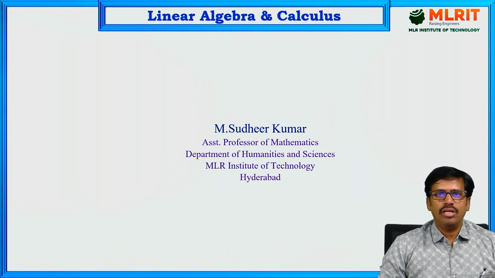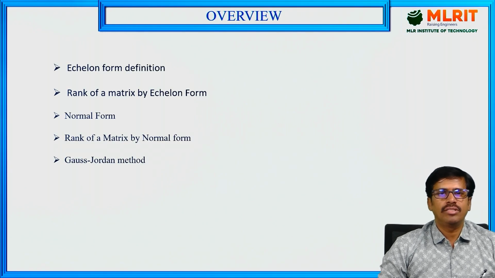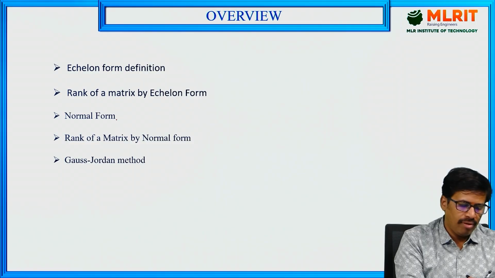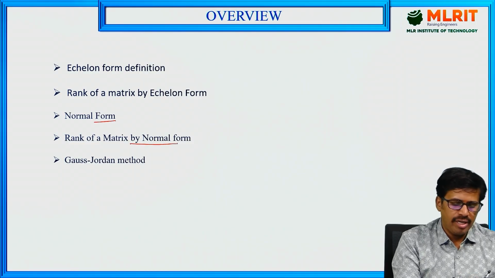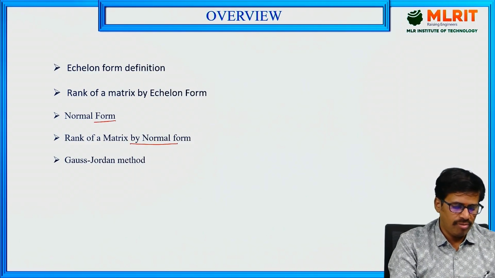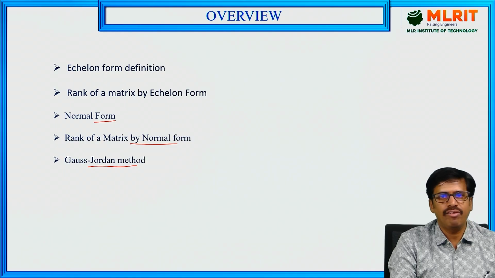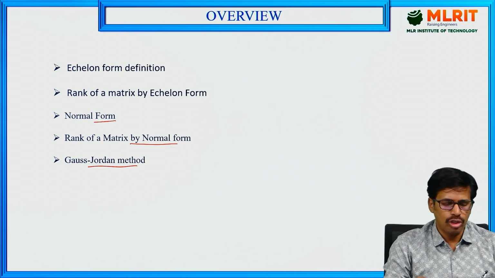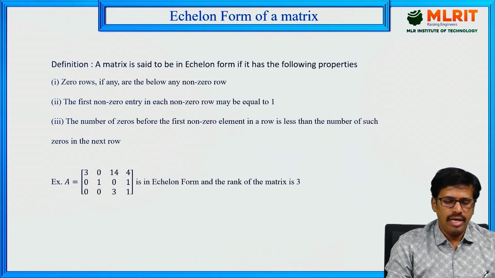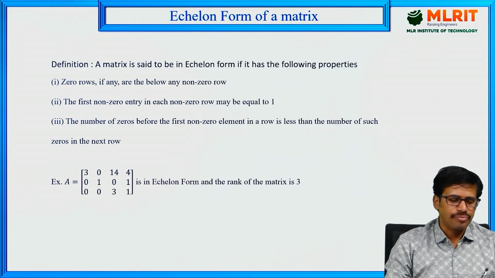In this lecture, we are going to cover these topics: echelon form, rank of matrix, normal form, rank of matrix by using normal form, and how to find the inverse of matrix by using Gauss-Jordan method. Let us see the echelon form definition.